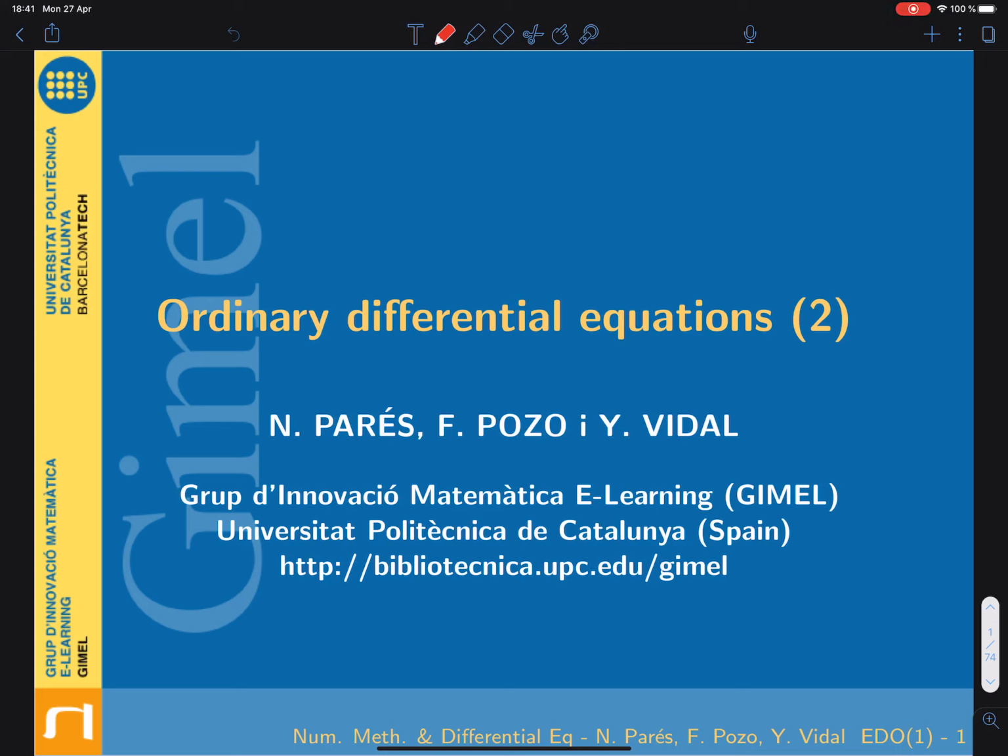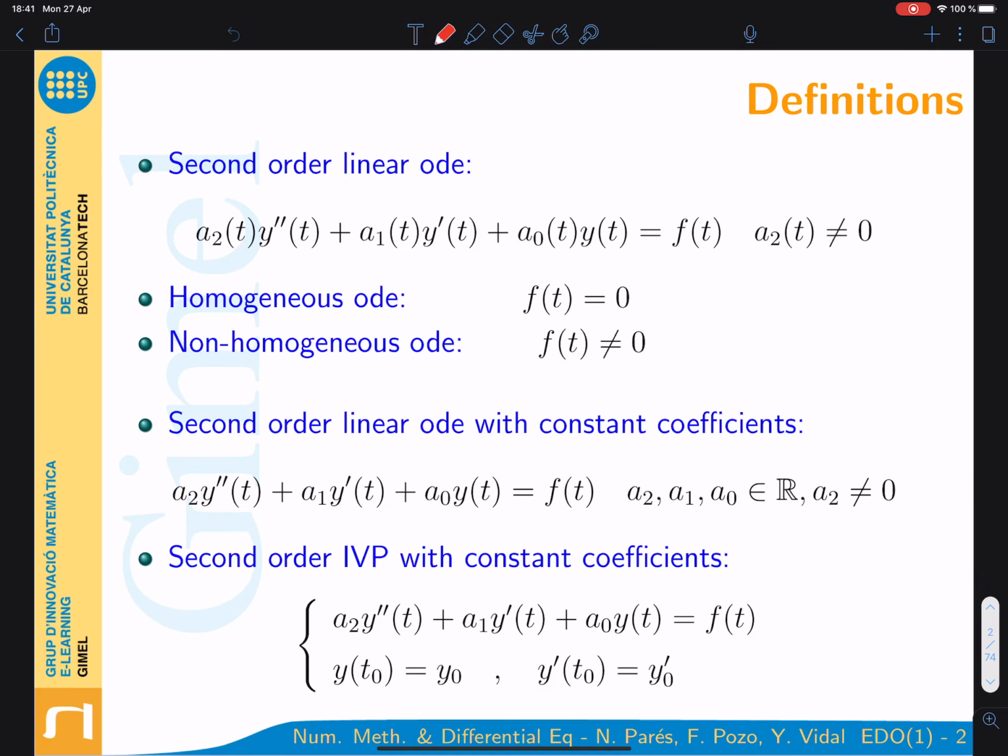Welcome! Today we will explain how to solve a specific type of second-order ordinary differential equation. So let's get started with the definition of a second-order ODE. First thing here is that we will deal with second-order linear ODEs.